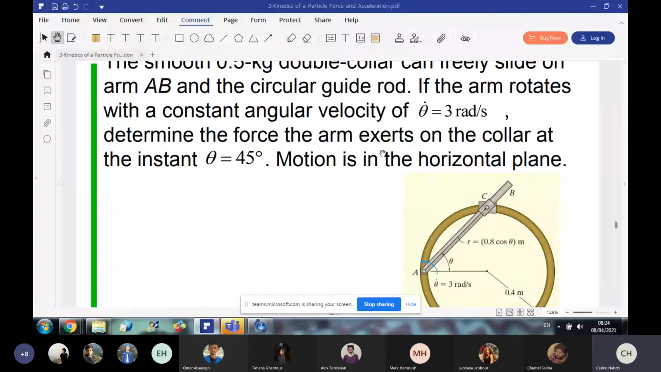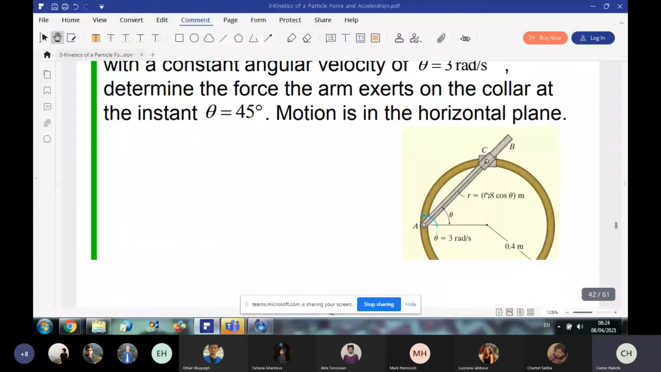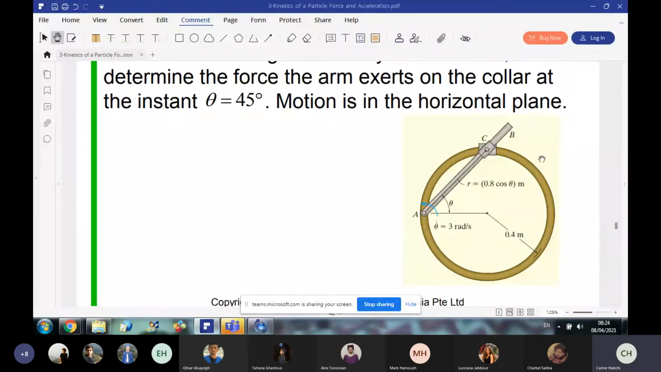Let us consider a first example. The smooth 0.5 kilogram double collar can freely slide on arm AB and the circular guide rod. If the arm rotates with a constant angular velocity of theta dot equals 3 radians per second, determine the force the arm will exert on the collar at the instant theta is equal to 45 degrees. Motion takes place in the horizontal plane. So let us see what we have here. We have a circular rod, and a double collar joining rod AB to the circular rod, and rod AB is turning at a constant angular velocity of 3 radians per second. Our purpose now is to determine the force the arm will exert on the collar.